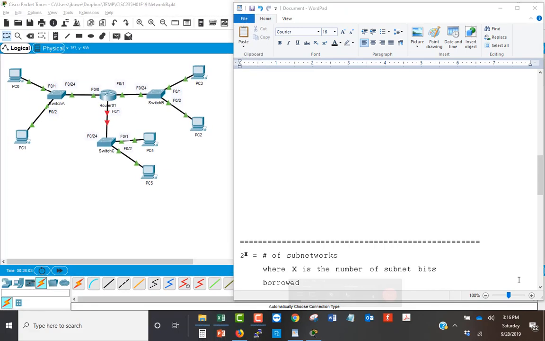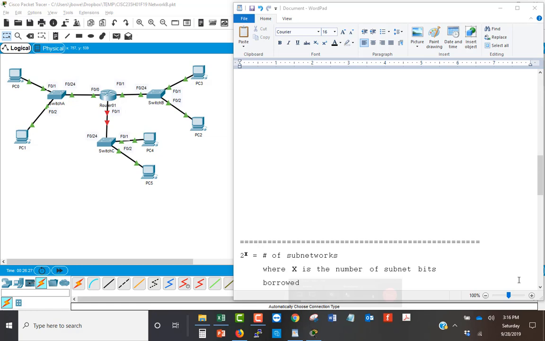Okay, folks, here's our next problem. What you see on the left-hand side is a new network. You'll notice that the connection between switch C and router 01 is colored red. Don't worry about that.